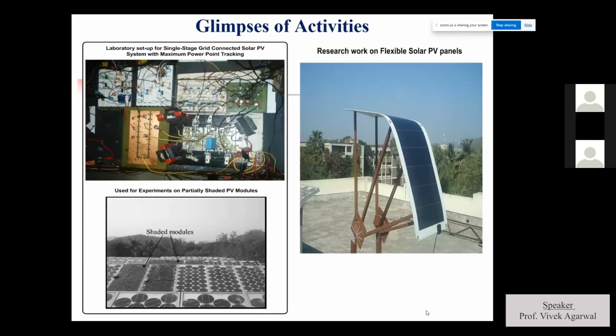These are some of the activities where you can see some solar PV modules mounted. On the right side, you see a flexible PV module, which is a thin film technology, and these are being extensively used in places where you want to use the PVs as skin. For example, building integrated PVs and so on.